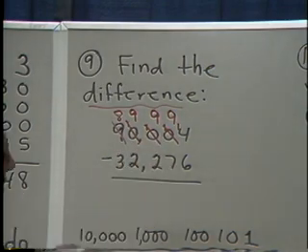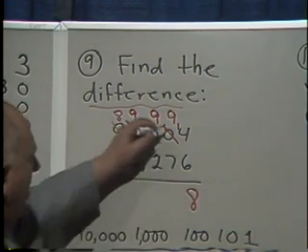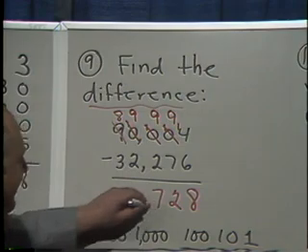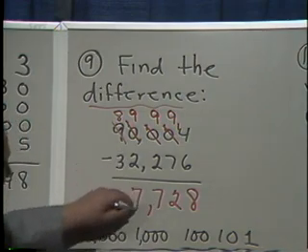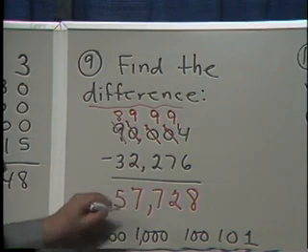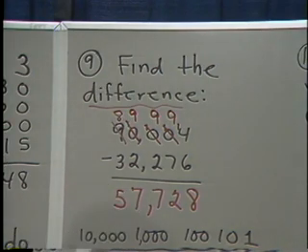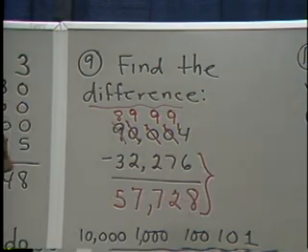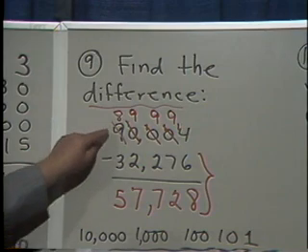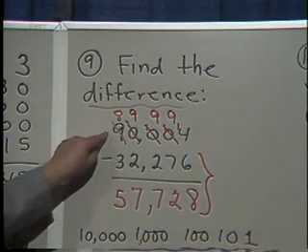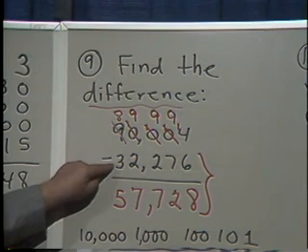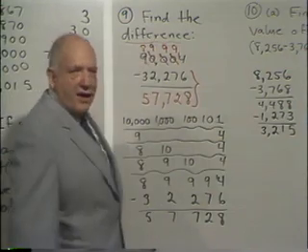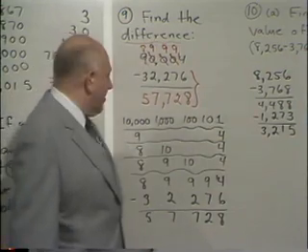See, 6 from 14 is 8. 7 from 9 is 2. 2 from 9 is 7. 2 from 9 is 7. 3 from 8 is 5. And by the way, if you don't understand whether you made a mistake here or not, what's the quick check? Add these 2 numbers and make sure that you get this one. Remember, the answer to this problem is what? The number that you must add to 32,276 to get 90,004 as the answer.